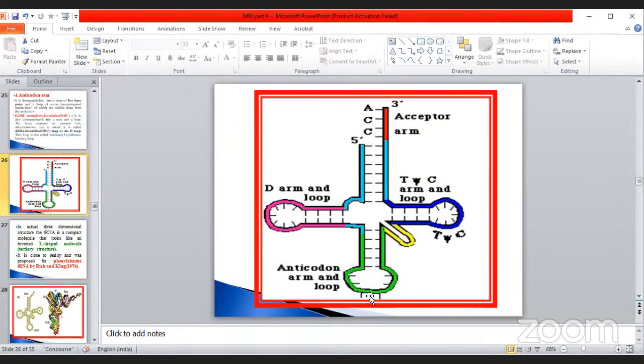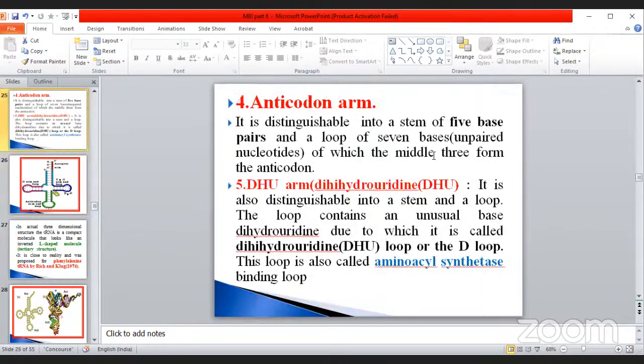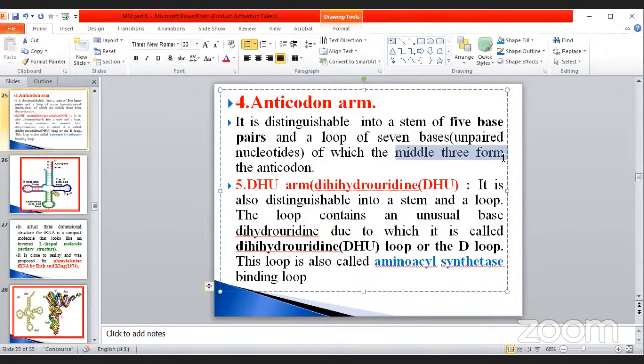But 3 is, what is that? In the exposure side. This is the exposure side that has been given here. See that, the 3 middle. So this is the part, the 3 middle in the form of the anticodon.